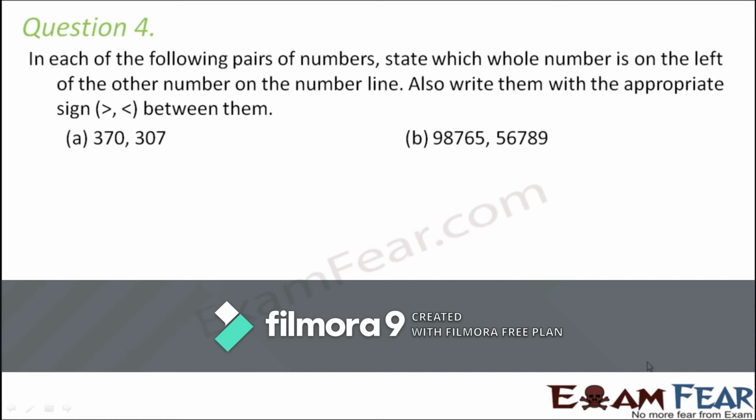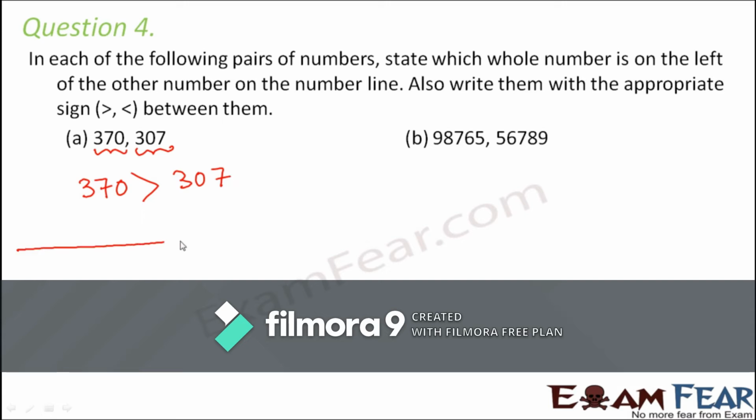Question number 4. In each of the following pairs of numbers, state which whole number is on the left of the other number on the number line. Also write them with the appropriate sign greater than or less than between them. So let us look at the first pair of numbers, 370 and 307. So which one is greater? Of course 370 is greater than 307.